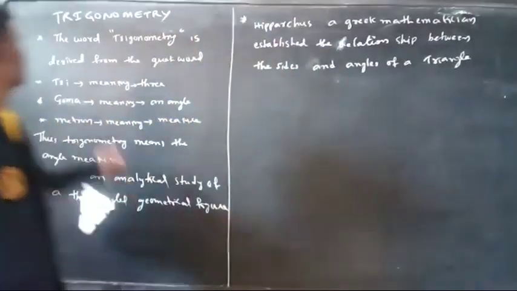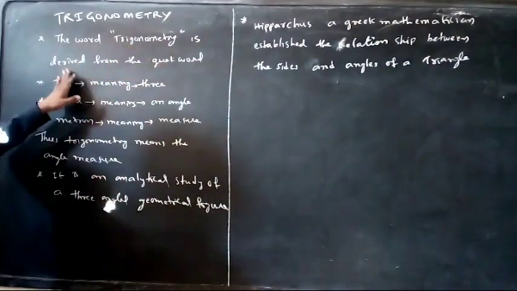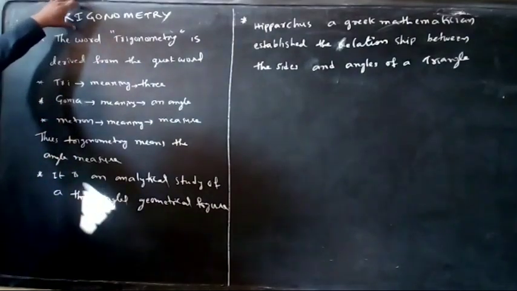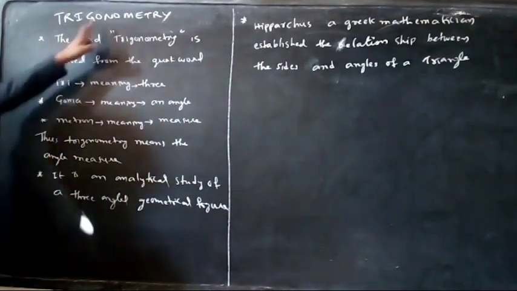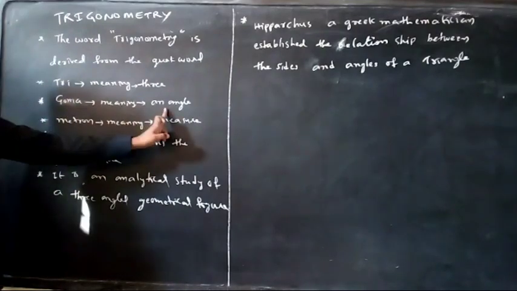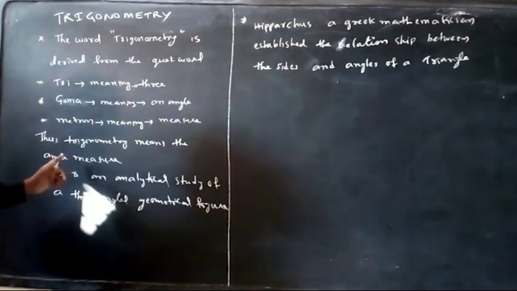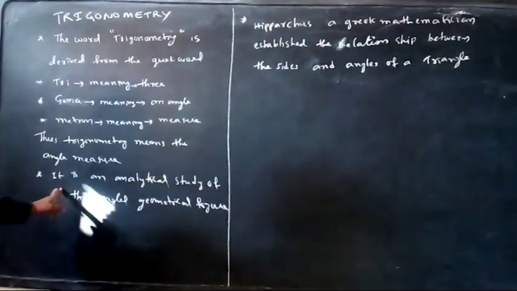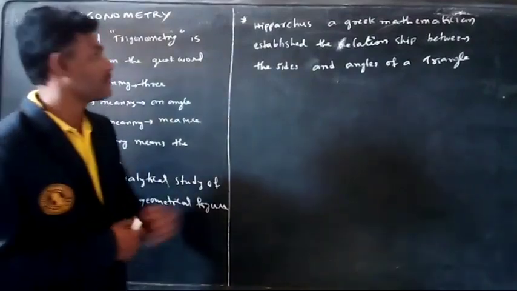So listen here. The word trigonometry is derived from the Greek word. In trigonometry, each and every term has some meaning. First, tri, meaning three. Next, gonia, which means an angle. Metron, meaning measure. Thus, trigonometry means the angle measure. It is an analytical study of three angles of a geometrical figure.